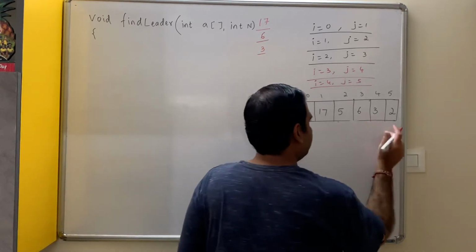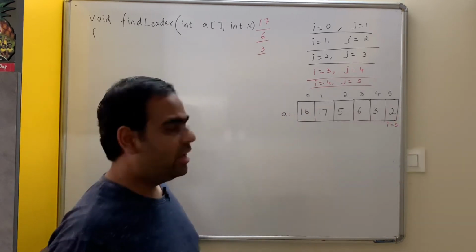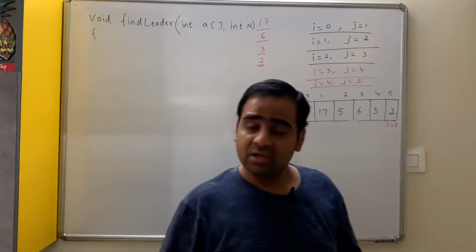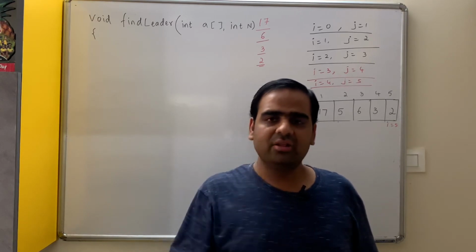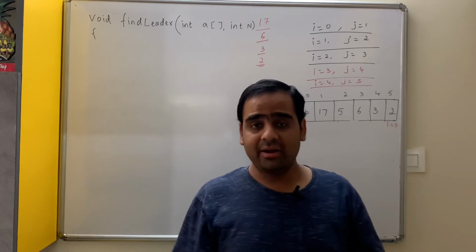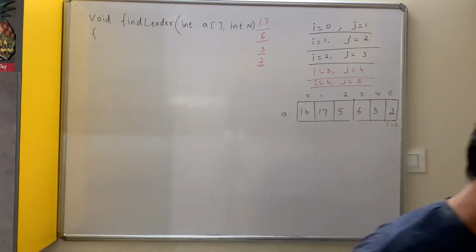Now you say i++, the value of i is 5. Is there any element on the RHS? No. So the last element is the leader. This is how we find the leaders of an array. Now after this explanation, again I want you to pause the video right here and try to write the program for leaders of an array.